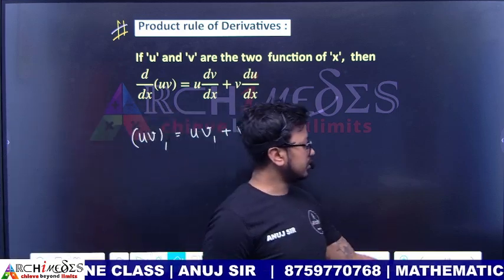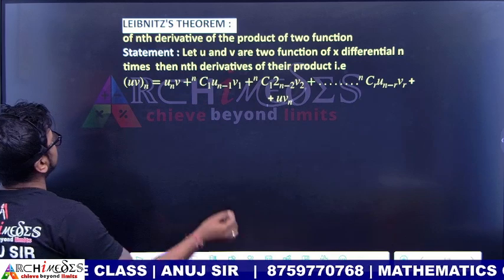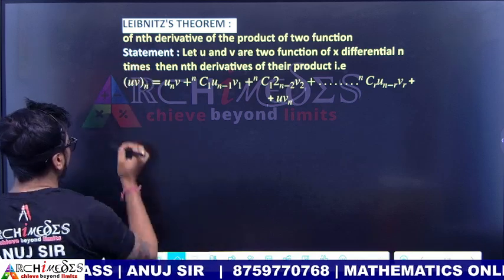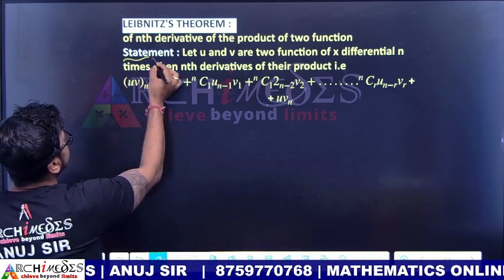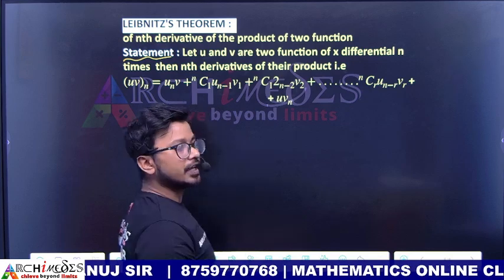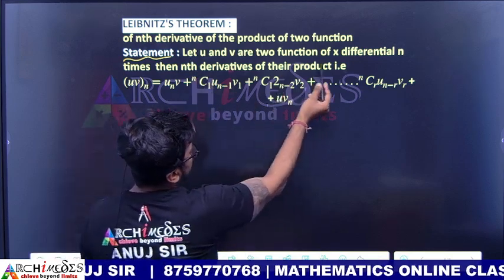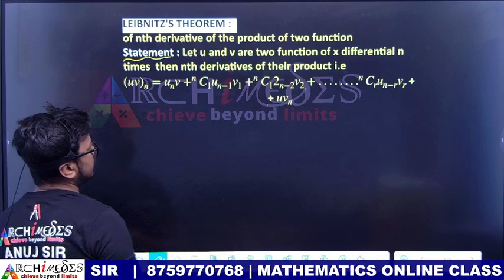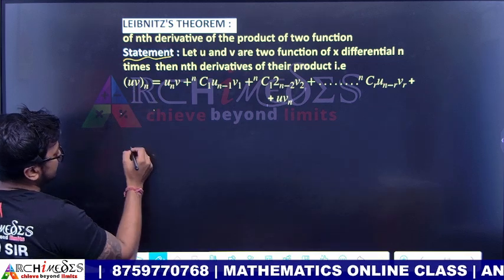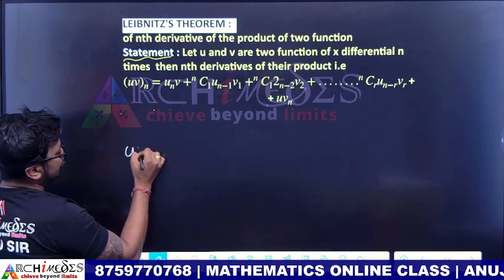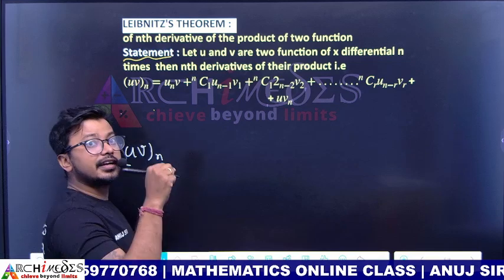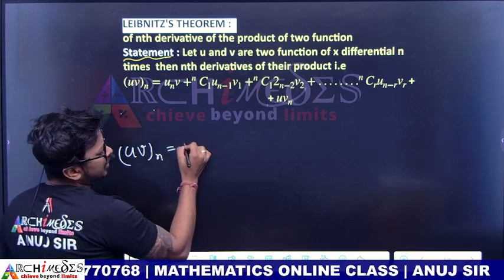So here we are finding the nth order derivatives. Leibniz theorem gives the nth order derivative of the product of two functions. What is the statement? Because the question may come in this way in your college: state and prove Leibniz theorem. So you must remember the statement as well. Clear? Let u and v be two functions of x that are differentiable n times. Then the nth derivative of uv, I'm writing this again. You are differentiating this product up to how many times? n times. It is similar to the binomial theorem.